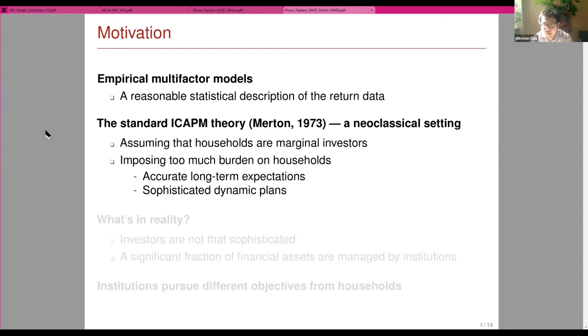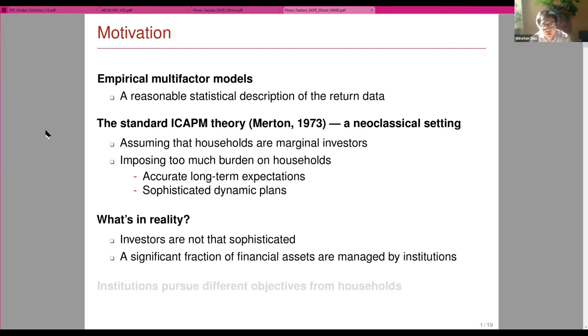in 1973. And the traditional ICAPM theory was built on a neoclassical setting in which households are marginal investors, and also too much burden is imposed on those households by assuming that they can accurately form long-term expectations and also develop sophisticated dynamic investment plans. However, in reality, we all know investors are not that sophisticated, and a significant fraction of financial assets are managed by institutions, not by households directly.